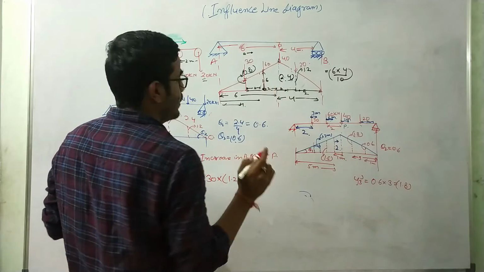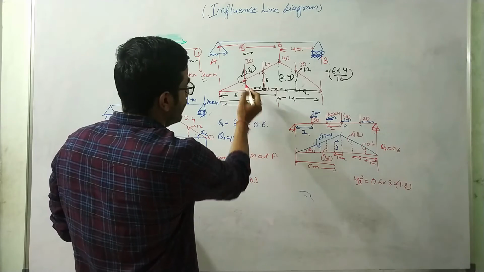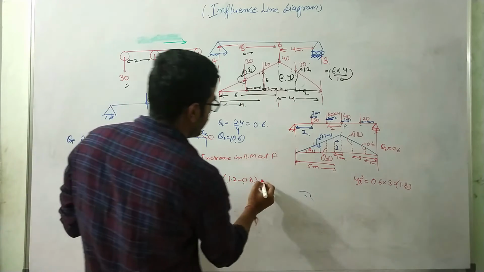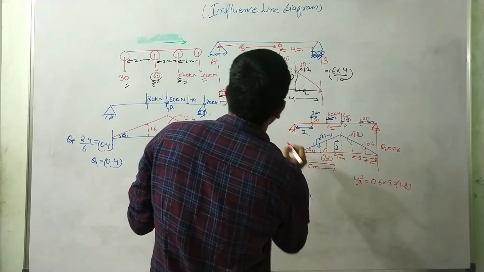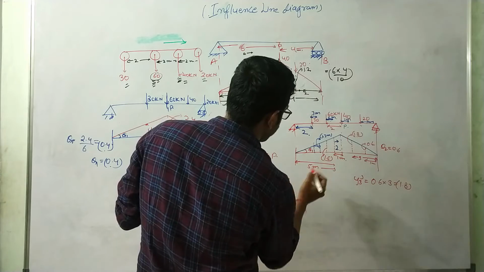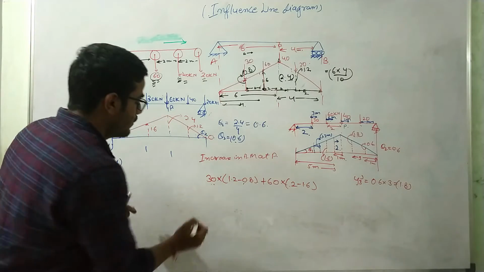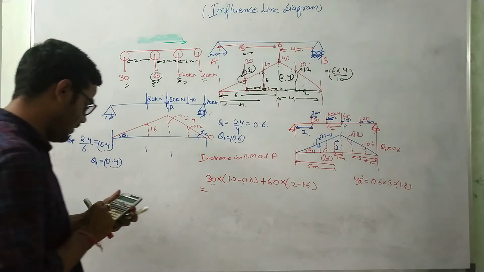Okay. So now what will be the increase? 30 into, initially our coordinate here was 0.8. Now it increases to 1.2. So the increase will be 30 into (1.2 minus 0.8) plus 60 into, at 60 the initial coordinate was 1.6. Now it is 2. So 2 minus 1.6. Right. So this value comes out to be, this is nothing but the increase in moment.